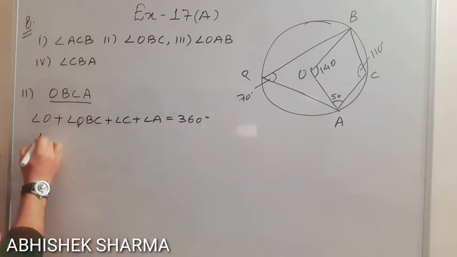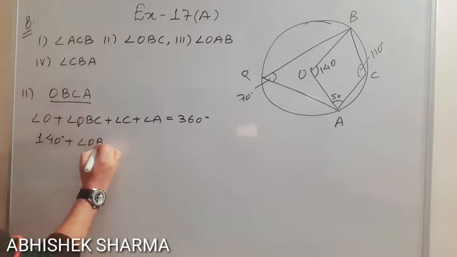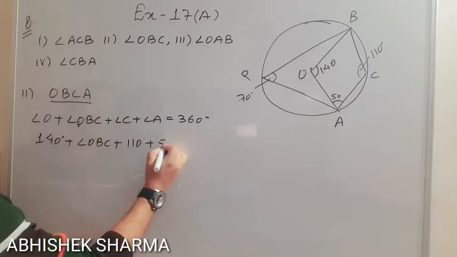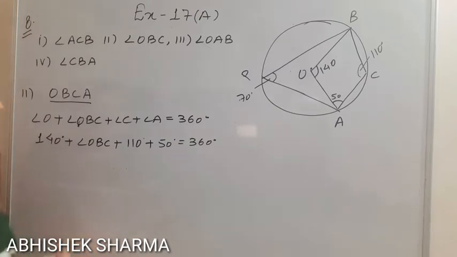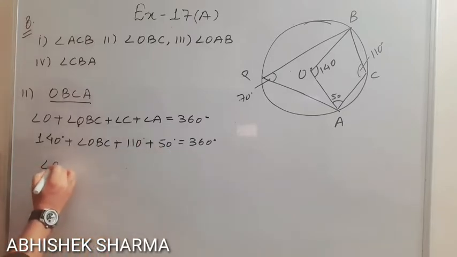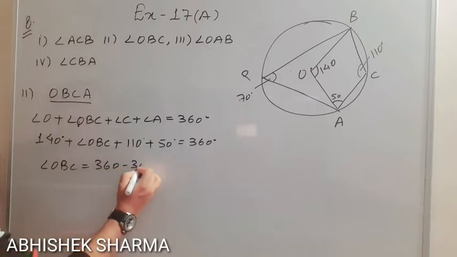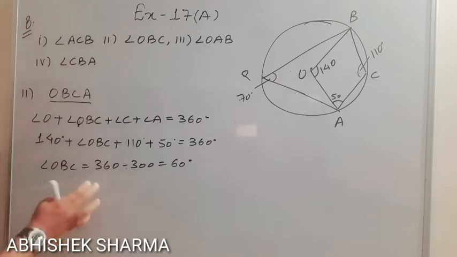Angle O, what is the angle O? 140. Angle OBC we have to calculate. Angle C, come on, 110. Angle A, come on, 50. That is equal to 360. Right? So let us sum it. 140 and 110 is 250, 250 and 50 is 300. So angle OBC is equal to 360 minus 300, and the answer is 60 degrees that we have calculated.